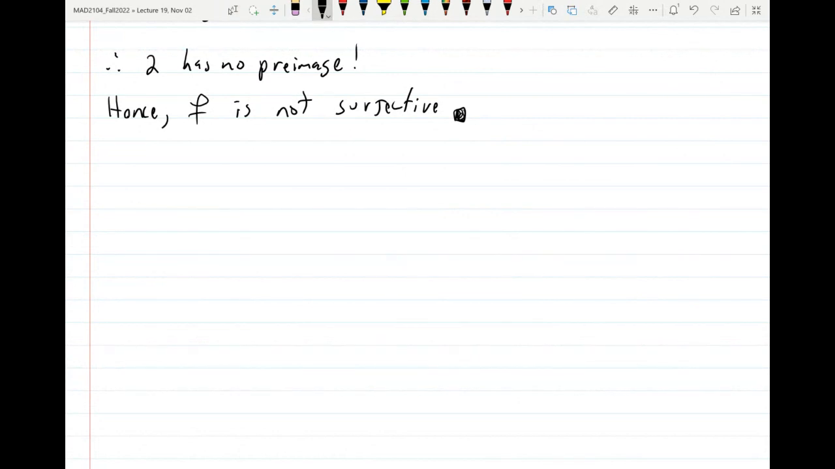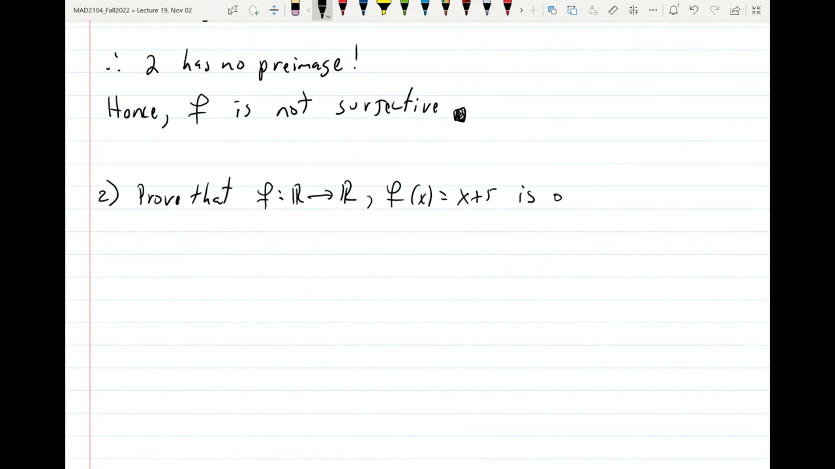Let's see, let's do a couple more just to have more practice. So number 2, prove... let's do something easy now. So prove that the function f from R to R given by f of x equals x plus 5 is onto. Okay. In fact, let's exploit this. Let's prove that this is a bijection.